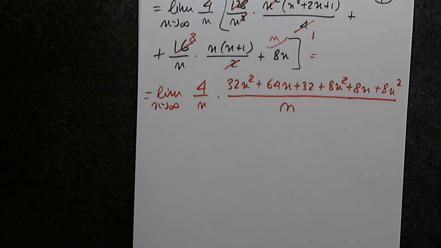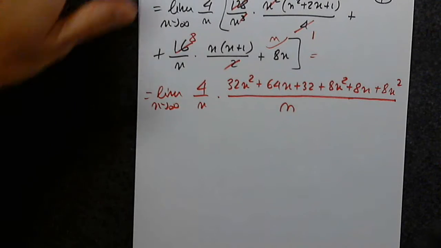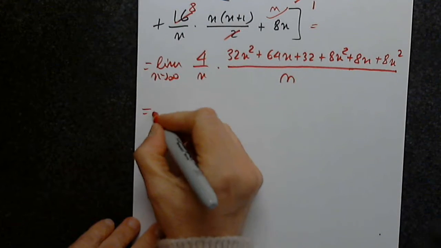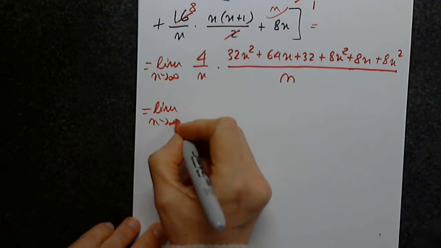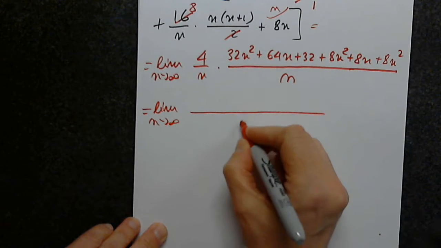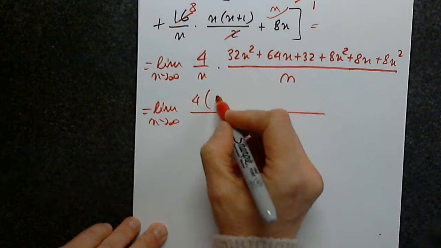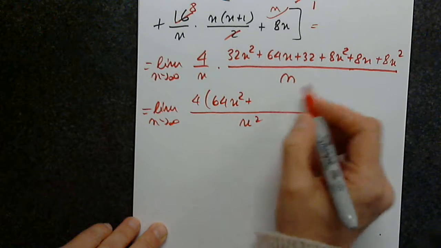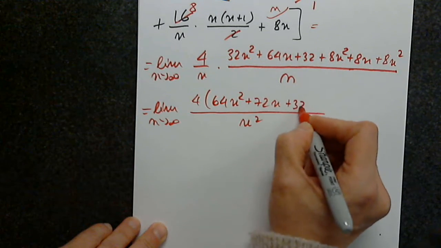At this point, I'm happy if you stop, more or less, because I will have to collect 8 plus 8, 16 plus 32, which is 64. And the numerator goes to 4 times 64. The denominator goes to 1. But if you want one more step, let's write one more step. Limit as n approaches infinity, n squared, so 64n squared plus 72n plus 32.